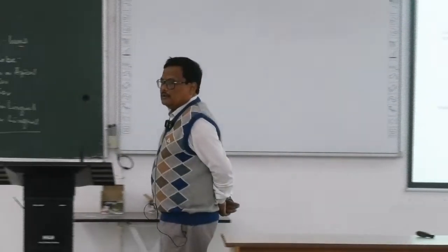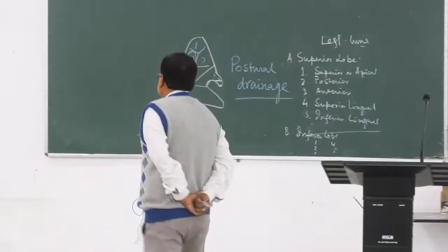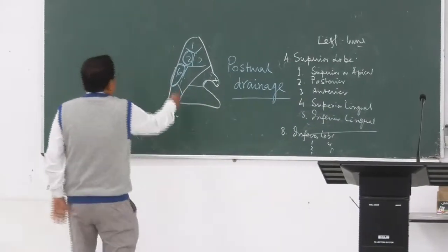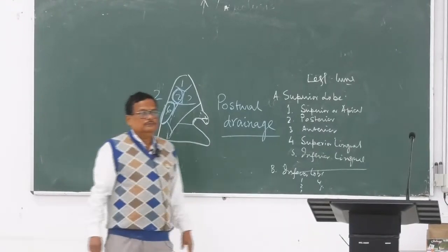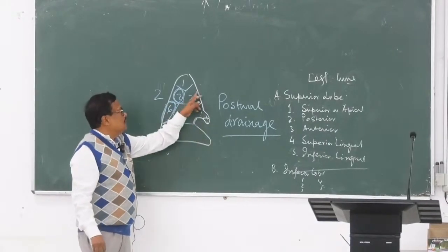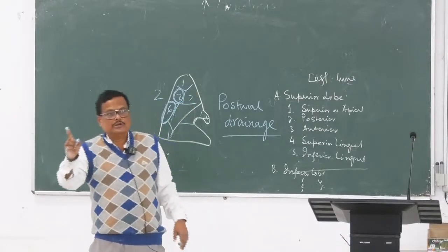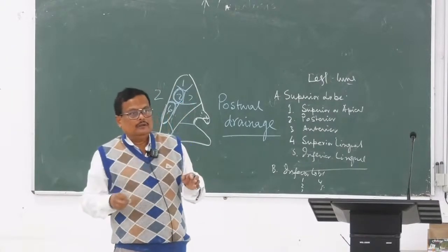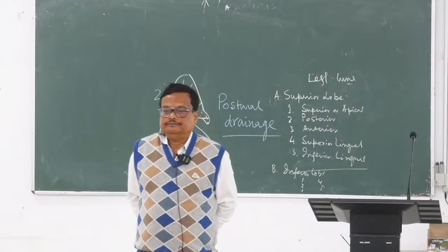Tuberculosis of lung usually affects the posterior segment of the upper lobe, and cancer of the lung usually affects, usually বলছে কিন্তু মানে যে ফিক্স নয়, usually affects the anterior segment of the upper lobe.